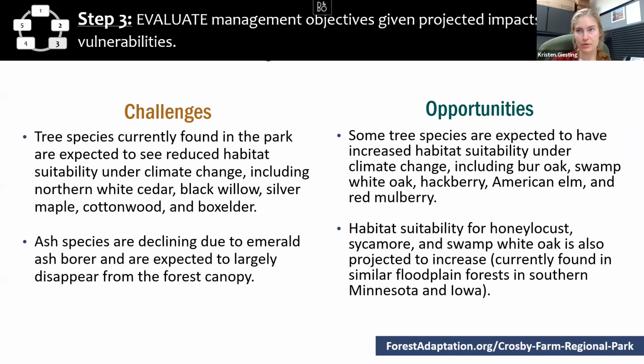And then for their step 3, they identified their challenges and opportunities, and they were really focused here on tree species. So the tree species currently found in the park are expected to see reduced habitat suitability under climate change, and those species of concern include northern white cedar, black willow, silver maple, cottonwood, and box elder. And they also have particular concerns with ash species decline due to emerald ash borer, and they are expecting that that species will largely disappear from the forest canopy, which I know is also a concern within Ohio as well.